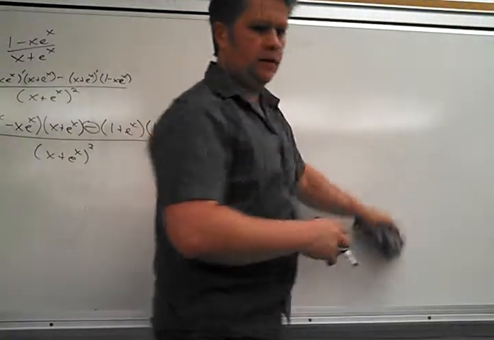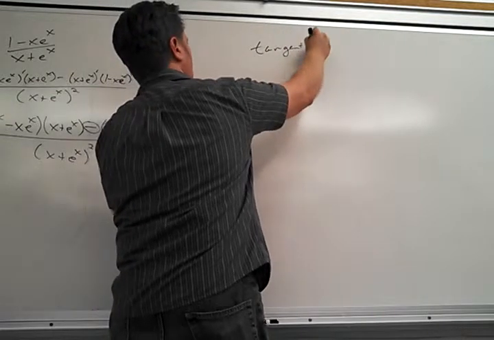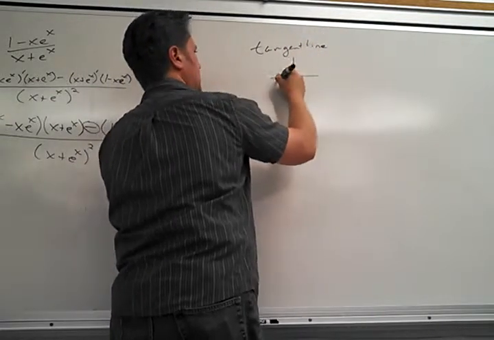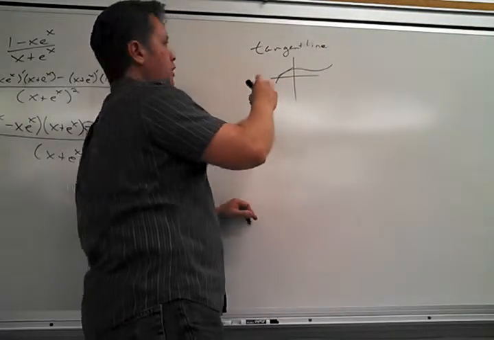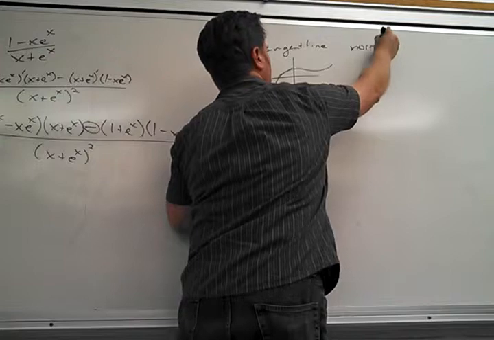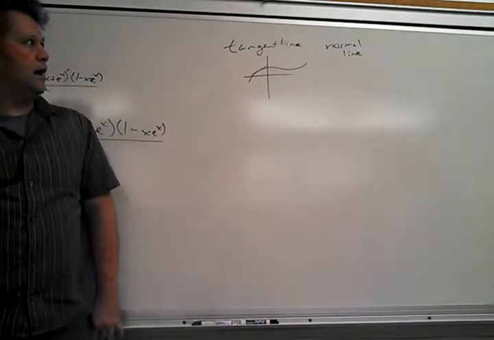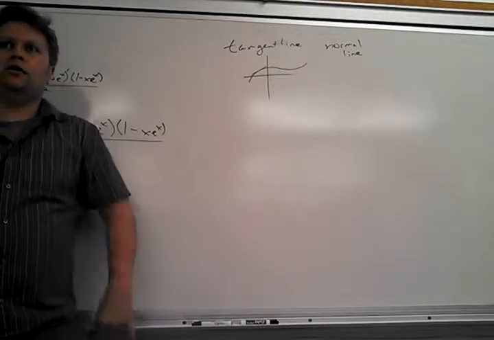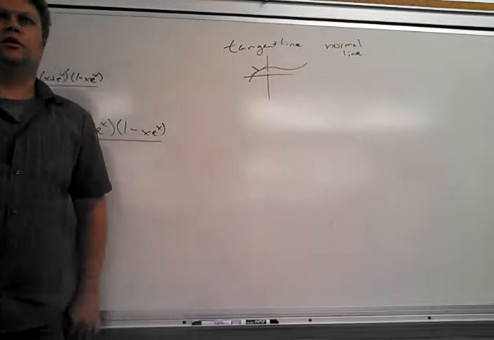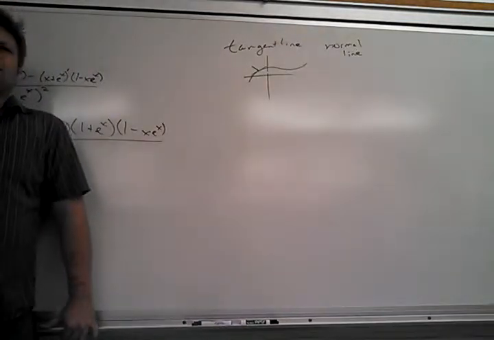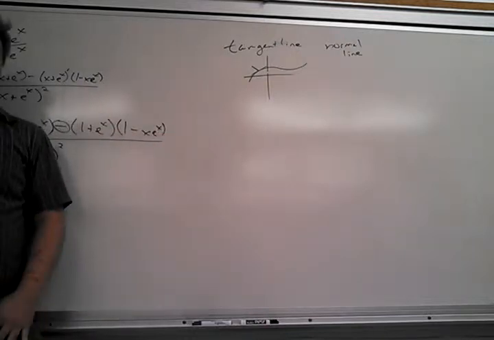And real quick, there is one thing I didn't explain. Tangent line is the line that shares the same slope at that point. Normal line is the line that is perpendicular, exactly. So normal is just another word for perpendicular. There's actually several words for perpendicular you'll learn as you go higher through your math courses.